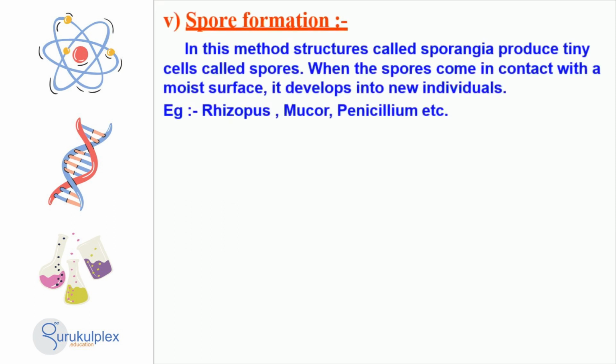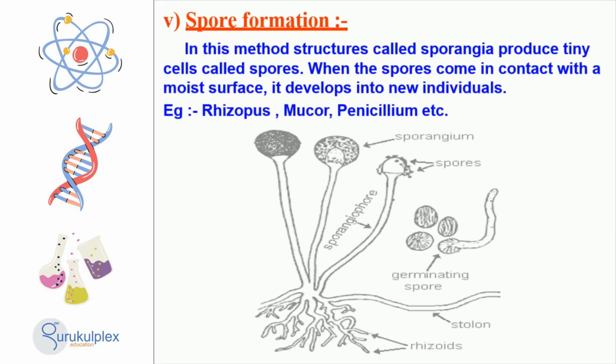Spore formation is a typical method of asexual reproduction, in which sporangia are structures that manufacture cells called spores. Upon contact with a wet surface, these spores can develop into new organisms. For instance, fungi such as Rhizopus, Mucor, and Penicillium utilize this process for asexual reproduction.